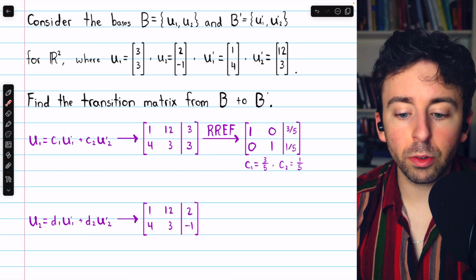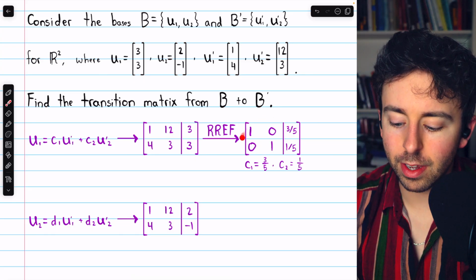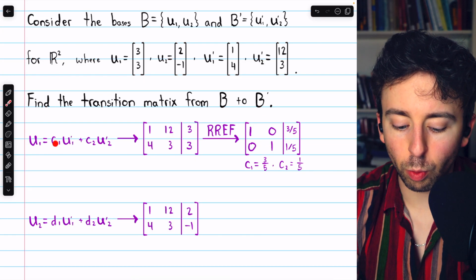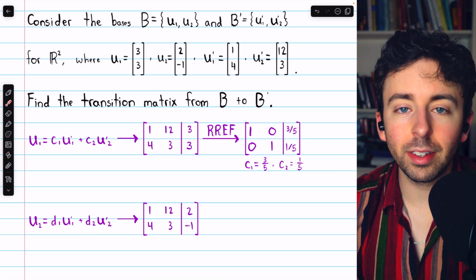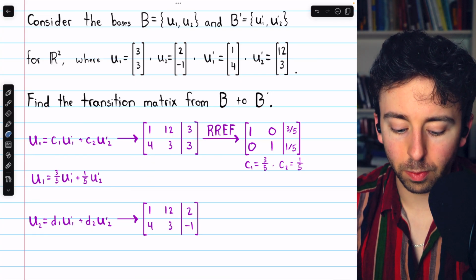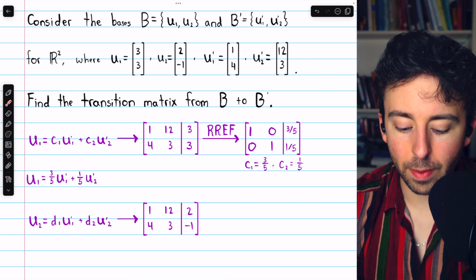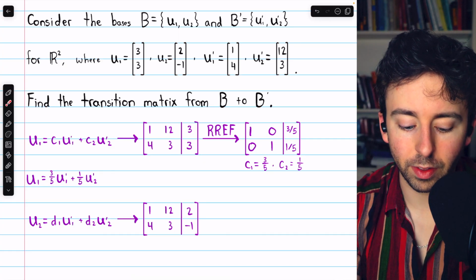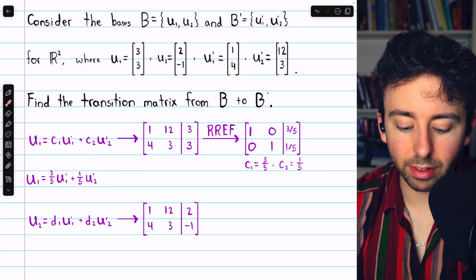We then perform Gauss-Jordan elimination on this augmented matrix, and you can verify that we arrive at this reduced row echelon form, which tells us c1 is 3/5 and c2 is 1/5. So this tells us exactly how we can express that basis vector u1 in terms of the new basis vectors. u1 equals 3/5 u1 prime plus 1/5 u2 prime. So the coordinates of this old basis vector in terms of the new basis is 3/5, 1/5.